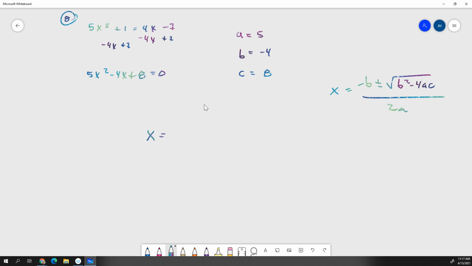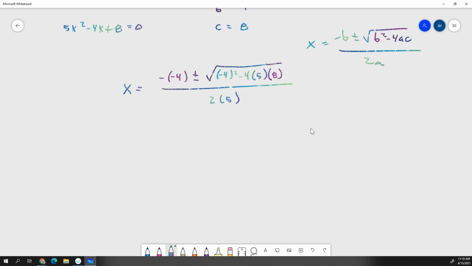x equals minus b, well, that's minus negative 4. Plus or minus the square root of b squared, so that's going to be negative 4 squared minus 4 times a is 5, c is 8, over 2 times a, which is just 5. So now we're going to do our simplifying, right?